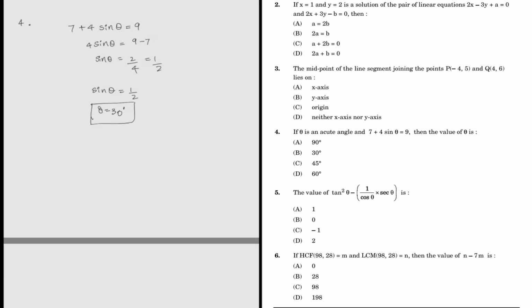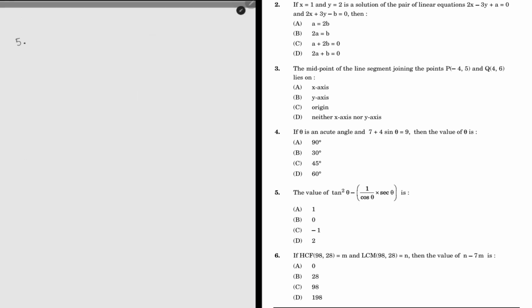Now we will go to the fifth question. We are given tan square theta minus 1 by cos theta into secant theta.